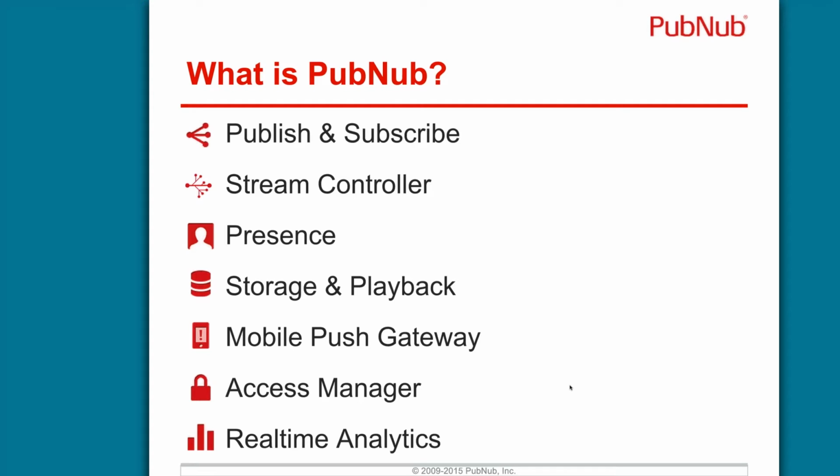Moving on to mobile push gateway. If you're doing a mobile app, which most people are these days, in some way, shape, or form, the push gateway allows you to use the PubNub API, the simple PubNub API, to send push notifications through APNS, Apple Push Notification Service, GCM, and MPNS. So if you're dealing with push notifications or have a need for push notifications, you can use our gateway to forward those requests onto the right vendor.